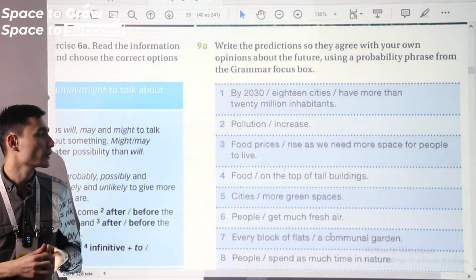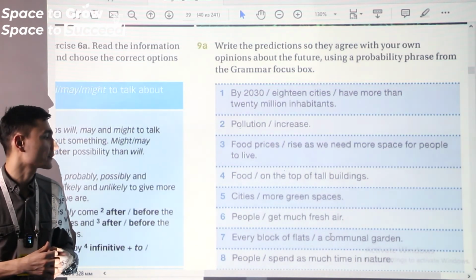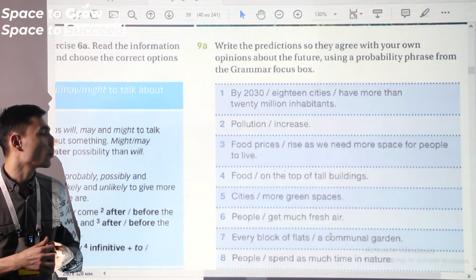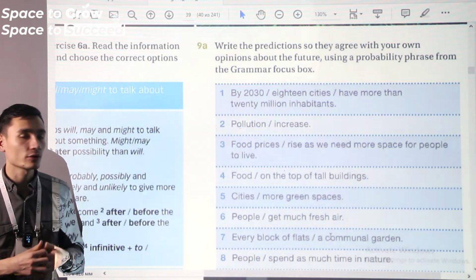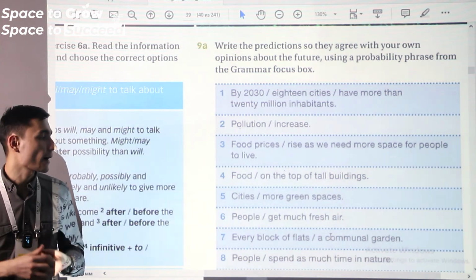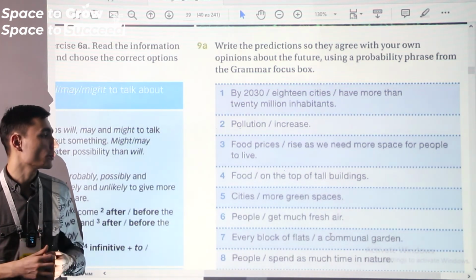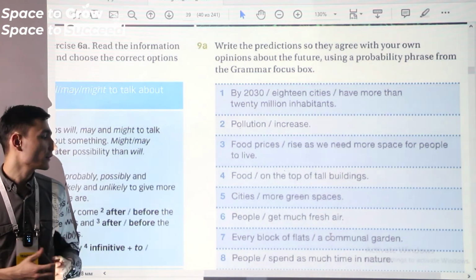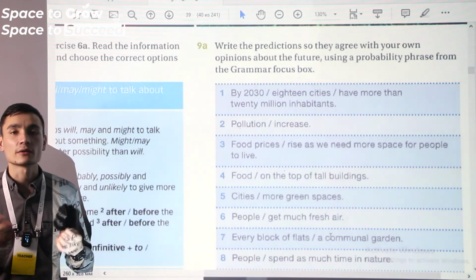5. Cities definitely won't have more green spaces. 6. People may not be able to get much fresh air. 7. Every block of flats may possibly have a communal garden. 8. People definitely won't spend as much time in nature.